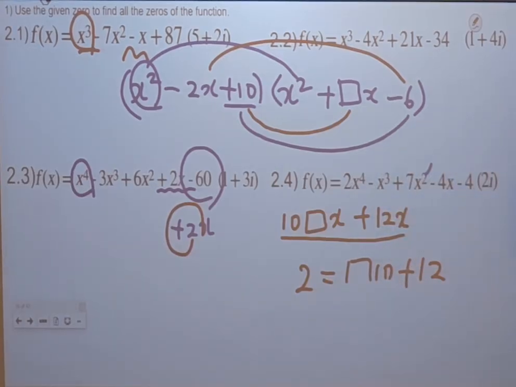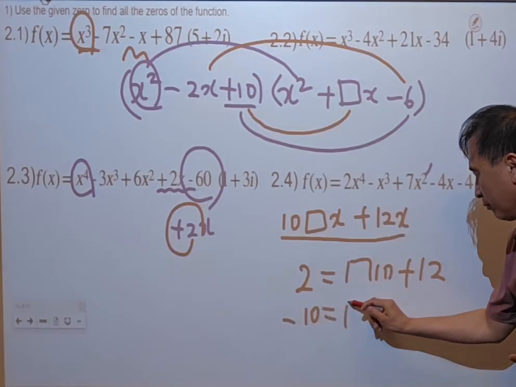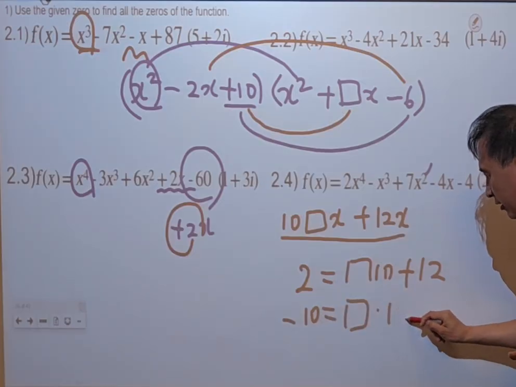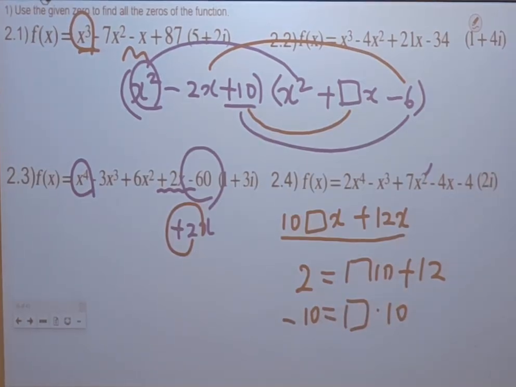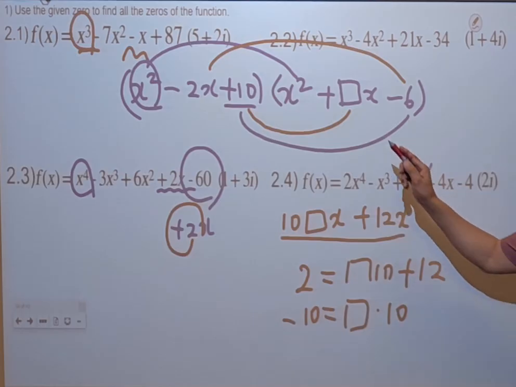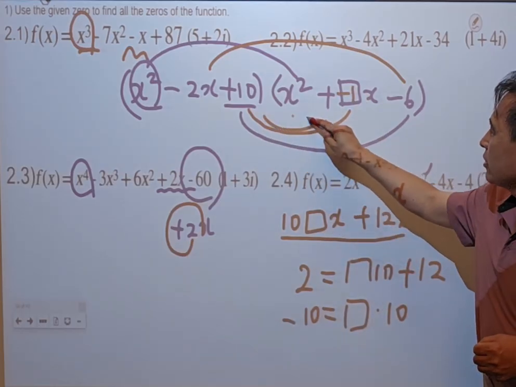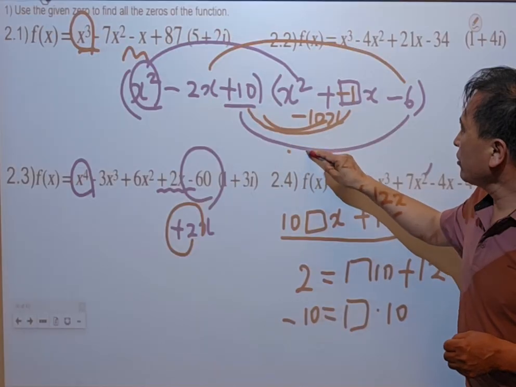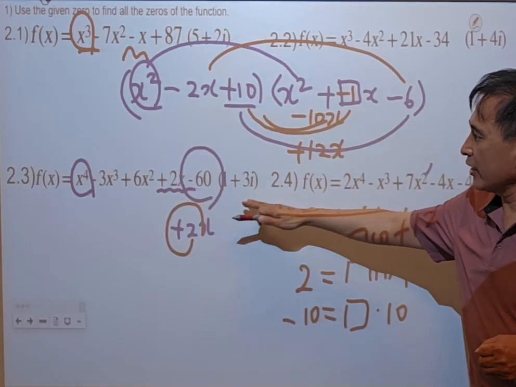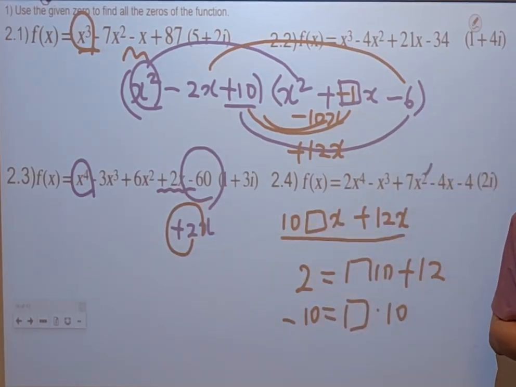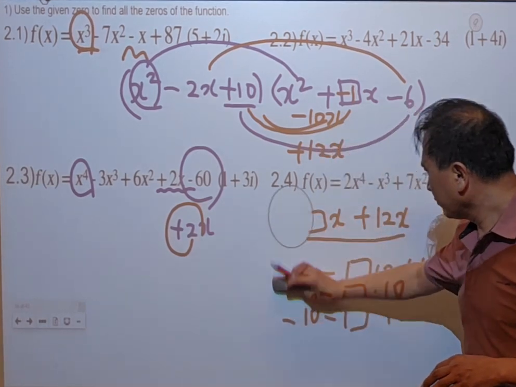What's wrong here? Oh, this is minus 10. Then box x is times 10, divided by 10. Box is negative 1, right? So this is negative 1. Yeah, so negative 10x and plus 12x. When you add it, that's a 2x. Plus 2x. Everybody got it? Then you don't need to check anything else. That's just the answer.